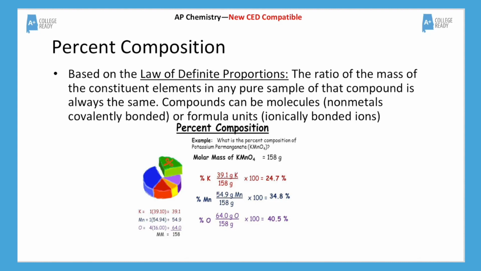And percent composition is based on the law of definite proportions, and you probably learned about that in the last year class. It's just the ratio of the mass of the constituent elements in any pure sample of that compound is always the same. So if we have, as this example shows, potassium permanganate, we always have to have these percentages of the elements in the compound for it to actually be that actual compound.